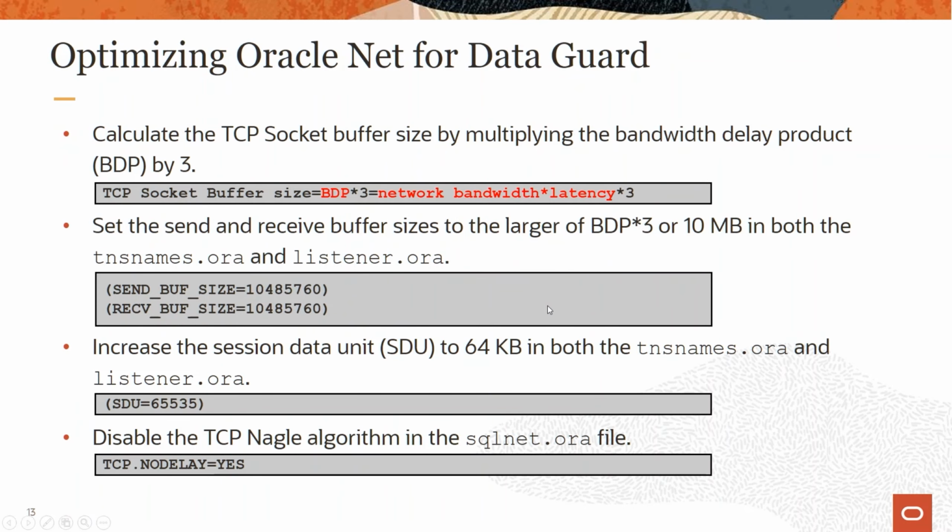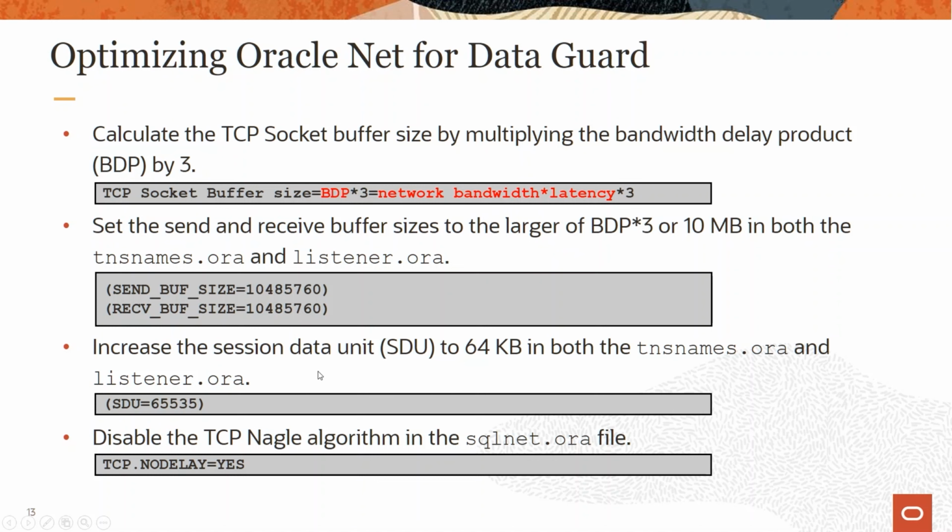Okay, so optimizing Oracle Net for Data Guard. We have a best practice. The best practice for TCP socket buffer size recommendation is network bandwidth and latency multiplied by 3. So that's actually the best practice. And then we set the tnsnames.ora and listener.ora files for send and receive TCP socket buffer based on the TCP socket buffer size calculated by network bandwidth and latency multiplied by 3, or 10 megabytes, whichever is larger. In our practice environment, we go with 10 megabytes.